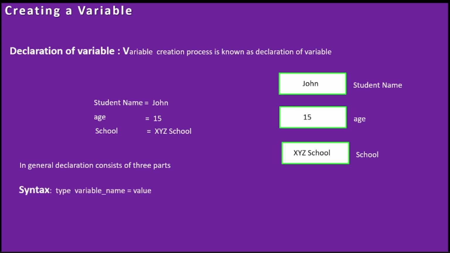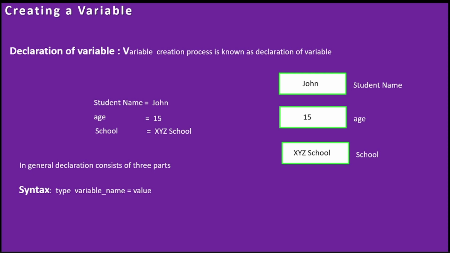First, you will have a type for the variable, meaning which type it is. It can be a number or it can be a word. It can be any data type. Here we have created three variables, in which one is a word, age is a number, and the school is also a word. It is a string, you can say.